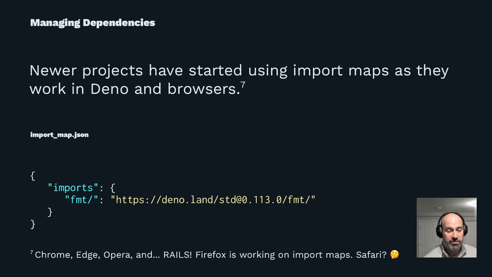Recently, browsers have been implementing a feature called import maps. This is a JSON file that describes how the imports in the browser should map to URLs, and it's something that Deno has adopted. So you'll see newer projects have also started to use import maps to improve compatibility between code running in Deno and code running in the browsers. This is already supported in Chrome, Edge, Opera, and Rails 7 is going to be adopting it. Firefox is working on import maps, and I wasn't able to find any clear signals for Safari. So if you know about import maps in Safari, I'd love to hear from you.